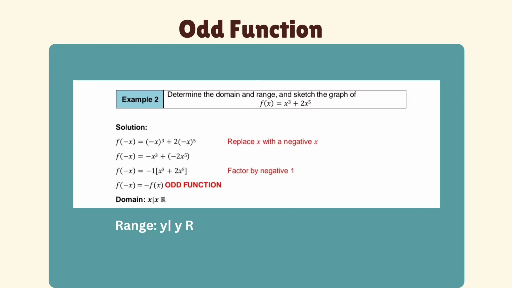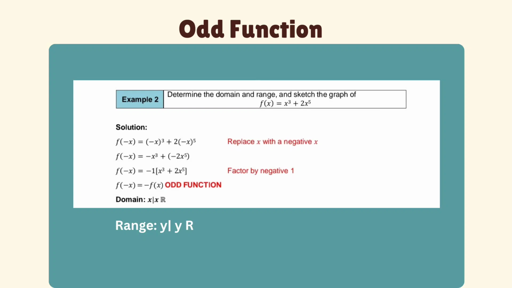We have to determine the domain and range and sketch the graph of f(x) = x³ + 2x⁵. First, you have to replace x with negative x. So we now have f(-x) = (-x)³ + 2(-x)⁵. So we now have f(-x) = -x³ + (-2x⁵). Then, factor out negative 1. So we now have f(-x) = -1(x³ + 2x⁵).